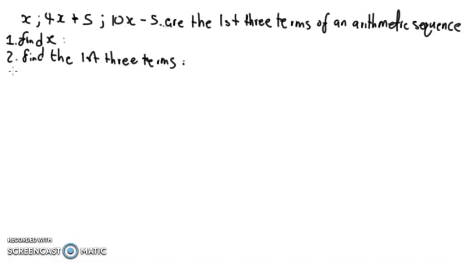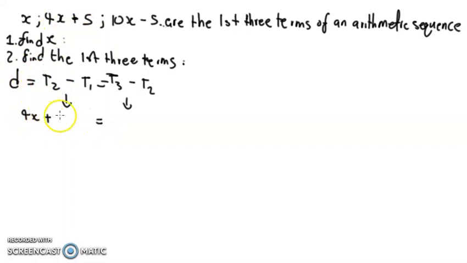By virtue of being an arithmetic sequence, it simply means that d is equal to t2 minus t1, which is equal to t3 minus t2. So if we know this, then we can find a way to find the x value. T2 is this one here, 4x plus 5. This method will enable us to find the value of x in the way that we are familiar with.